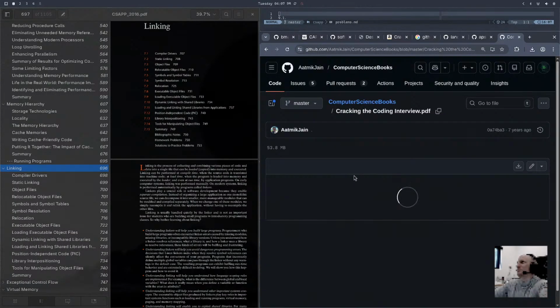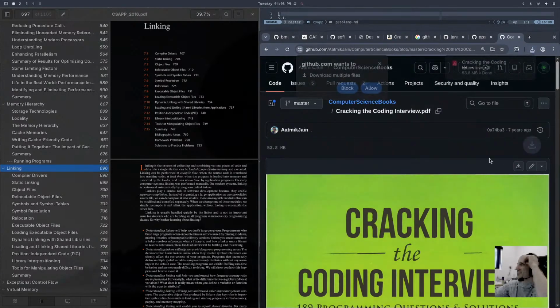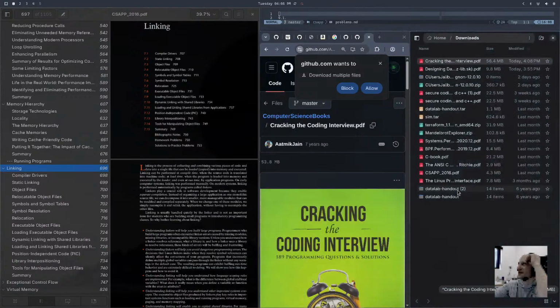Man, GitHub just has every PDF for every tech book. The amount of piracy on GitHub is insane. Let's download this one. Hopefully these don't have viruses in them. You know how PDFs can sometimes have PostScript code in them.